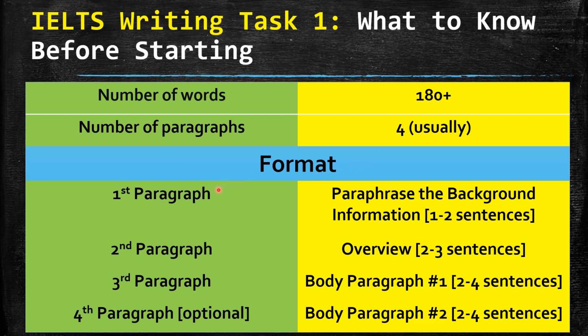So for the format, it's very important because it not only matters in your coherence and cohesion, that part of the rubric, but also in your task response, because you should have a clear overview, and my suggestion is to write the overview in the second paragraph. Some people say that it should come at the end as a conclusion, but as it's just a report, there is no conclusion required. You can write the overview in the beginning, but not in the first paragraph, okay? Because my suggestion is to just paraphrase the background information in the first paragraph. That's all. It can even be one sentence, the first paragraph.